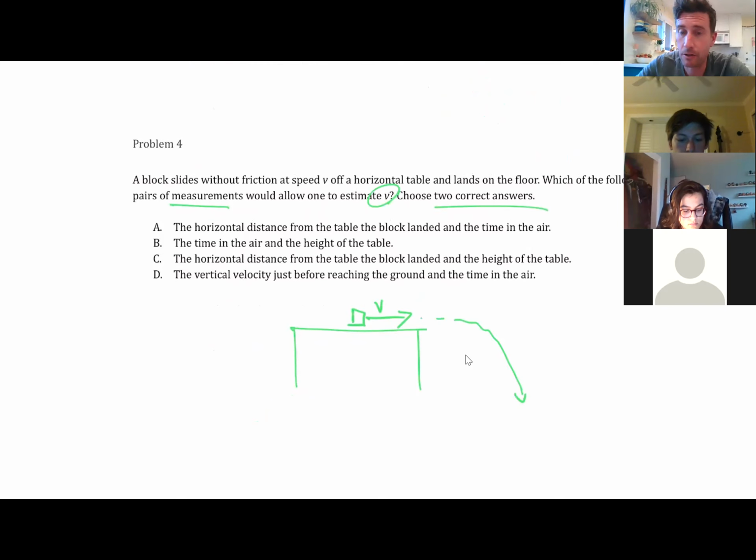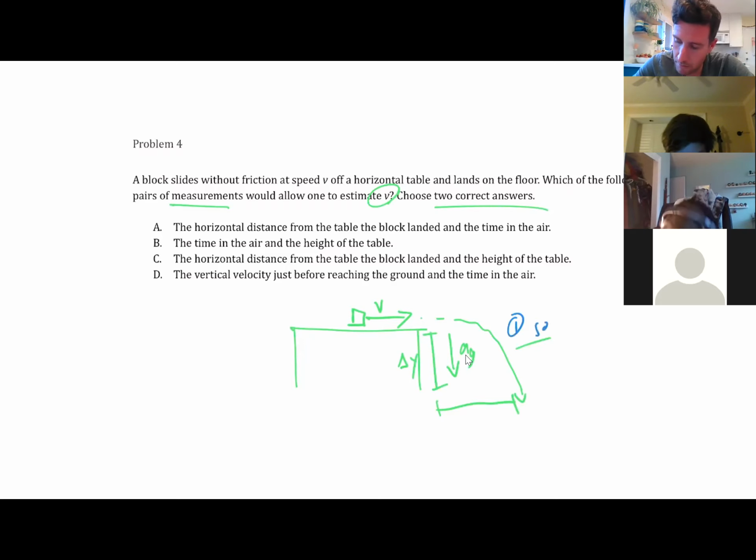Choose 2 correct answers. Okay, so to estimate the original starting velocity, I know that it's going to fall at acceleration due to gravity. So first, I need to figure out the vertical distance, delta y. Then I got to figure out something horizontally, horizontal distance or time. So I need a horizontal component and a vertical component. Because at first I got to figure out the vertical to figure out time in the air, right? So number 1, solve for time in air.